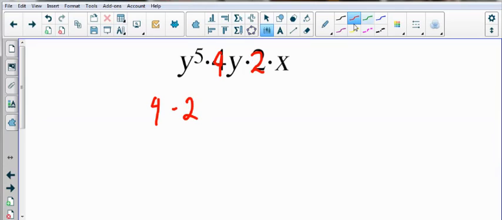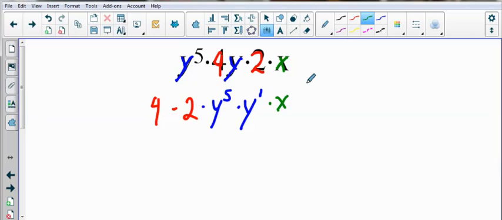Now I'm going to start pulling out variables, but they only have to have the same base. I'm sorry, they only have to have the same base. Both of these have the same base. So that's times y to the 5th times y to the 1st. Again, if you don't see the 1, you know it's a 1. If you want to write it down, that's fine. And then finally, I just have times x.